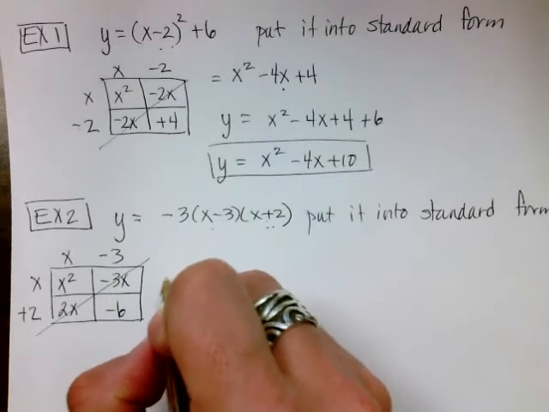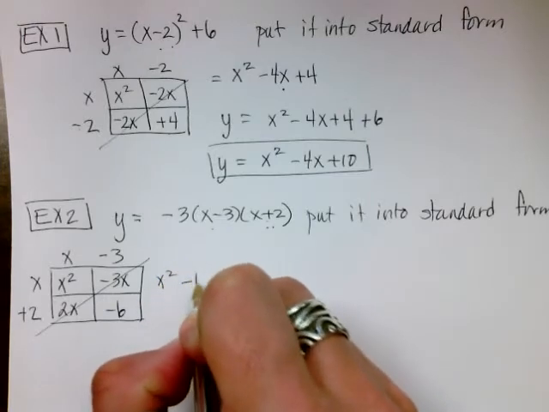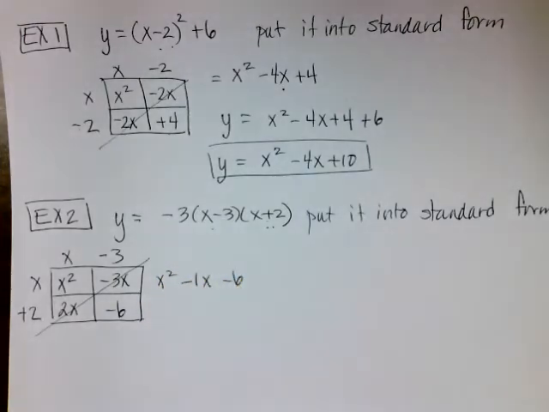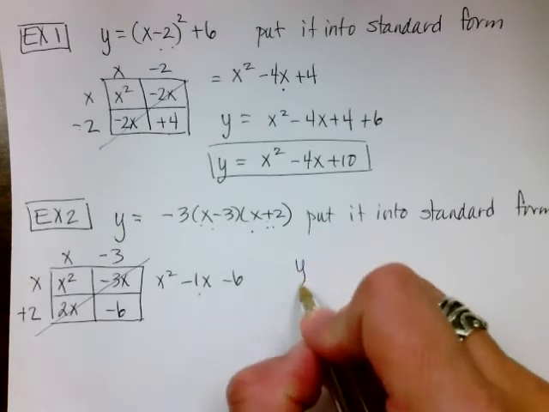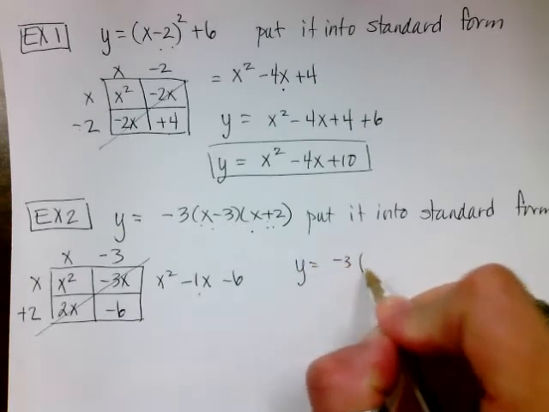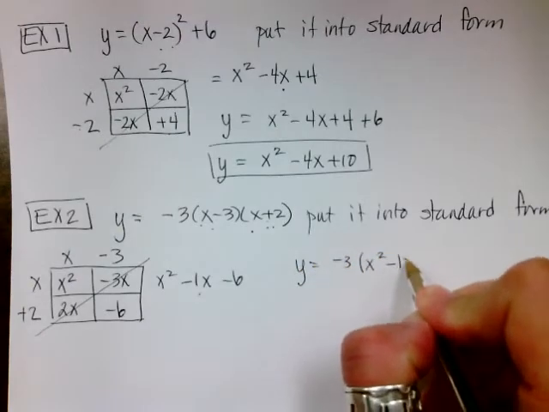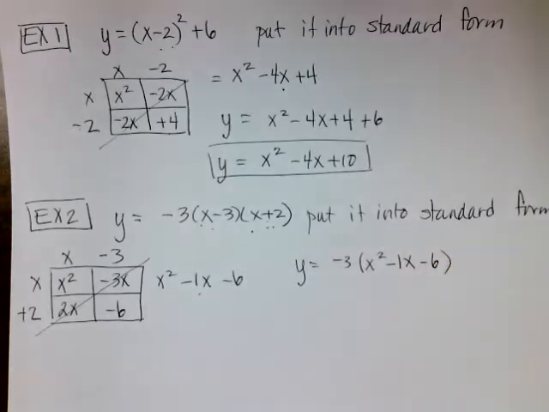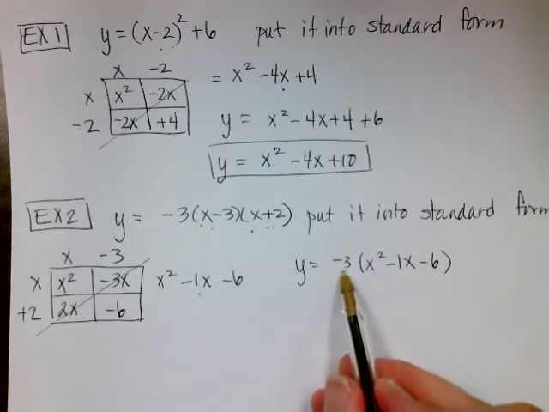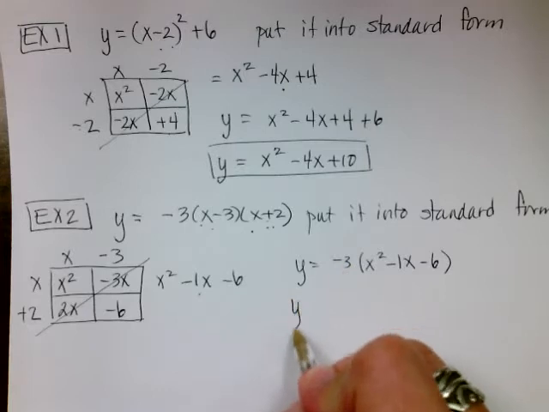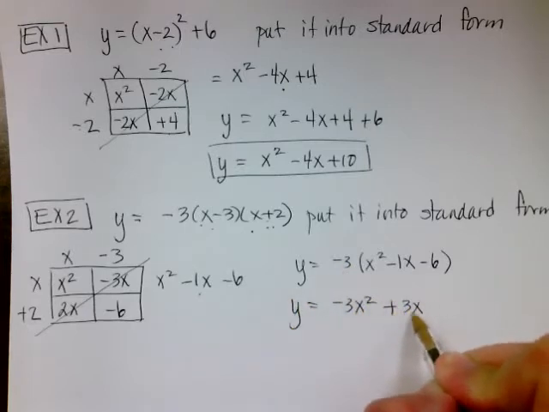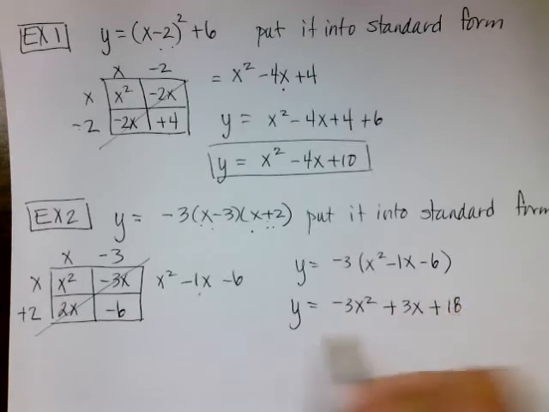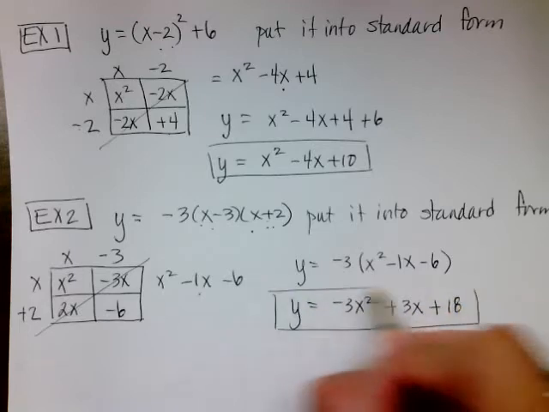So I'm going to get x squared minus 1x minus 6, and I need to take this and substitute it into my equation. So it's going to become y is equal to negative 3 times (x squared minus 1x minus 6). I'm going to distribute my negative 3, and I'm going to get y is equal to negative 3x squared plus 3x plus 18, and that would be my answer.